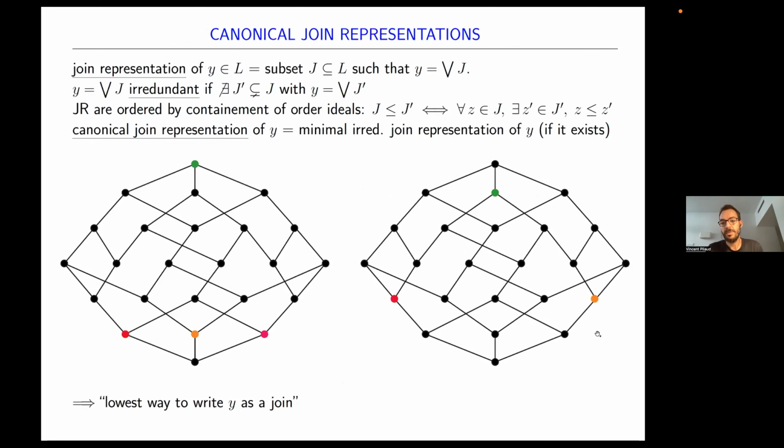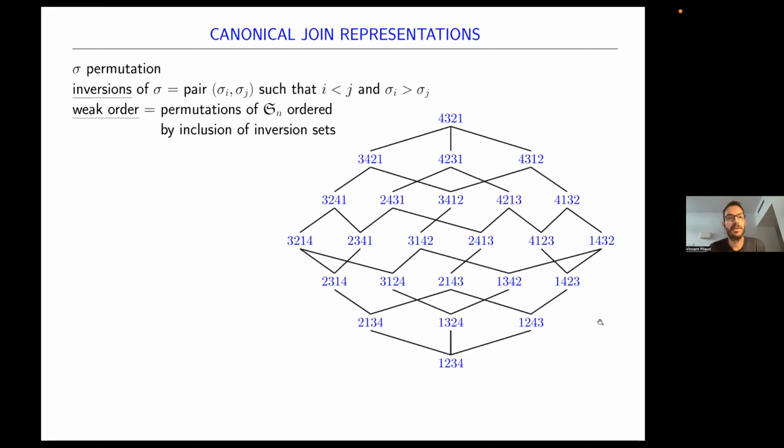So it turns out that the weak order is semidistributive, and I will explain what the canonical join representations are in the weak order.